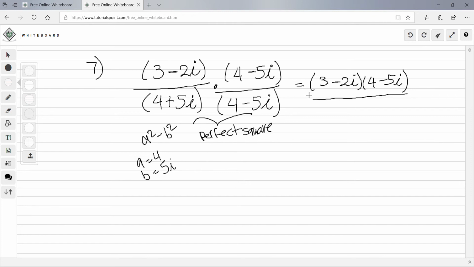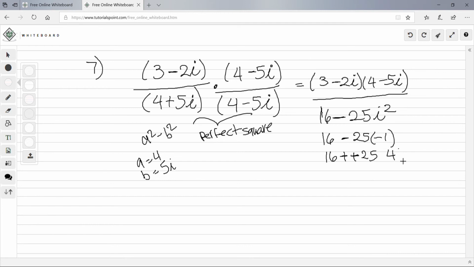So what is a squared? 4 squared is 16. Minus, what is our b squared? We said our b is 5i, so b squared would be 25i squared. So we can simplify it even more. 16 minus 25i squared, and we know that i squared is -1. So it's 16 minus a -25, and 16 plus 25 is 41.